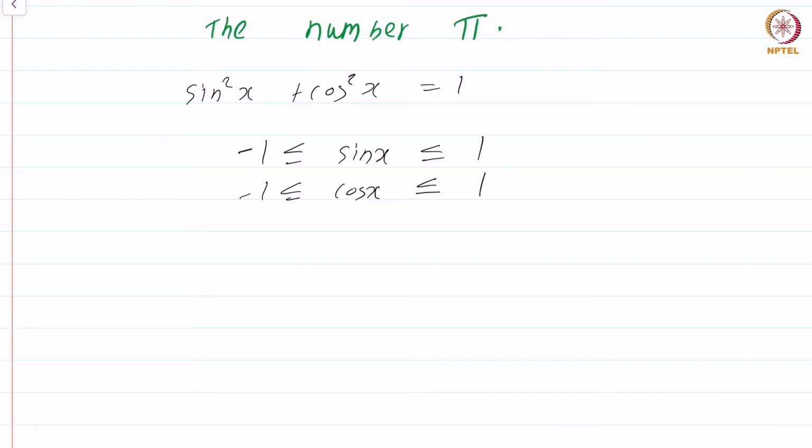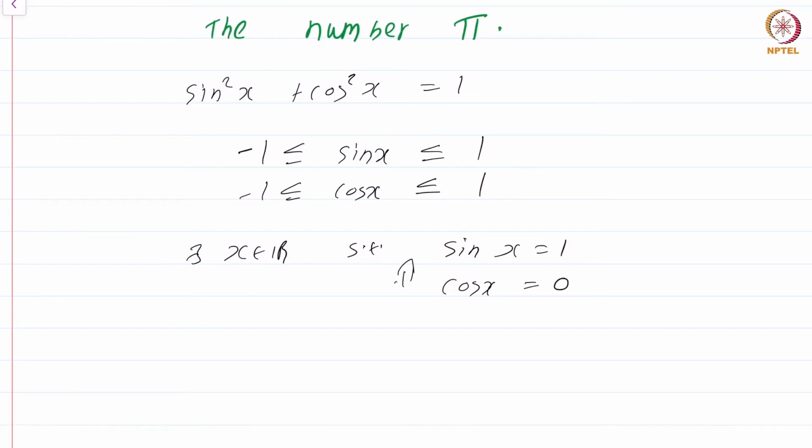Now, we already know from our familiarity with the trigonometric functions that all values in between minus 1 and 1 are indeed taken by both sine and cos, but we have not yet proved that rigorously. So first, let us try to prove that there is a point x in R such that sine x is equal to 1. Equivalently, because sine squared x plus cos squared x equals 1, we must have cos x equal to 0.